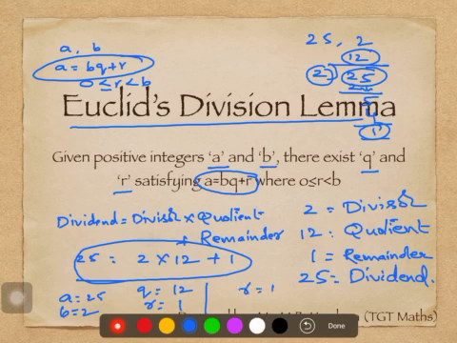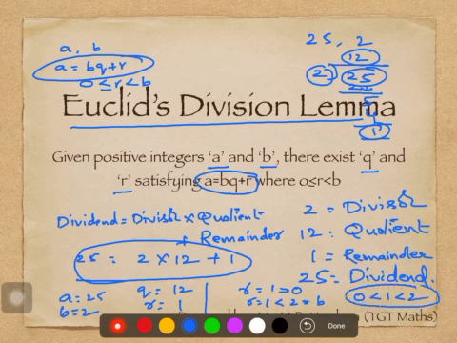Here r is 1. That 1 is greater than 0, and that 1 is less than 2. What is 2 here? It is b. That means we can write the condition 0 is less than 1 less than 2. So that condition is also applicable. Sometimes r may be 0.